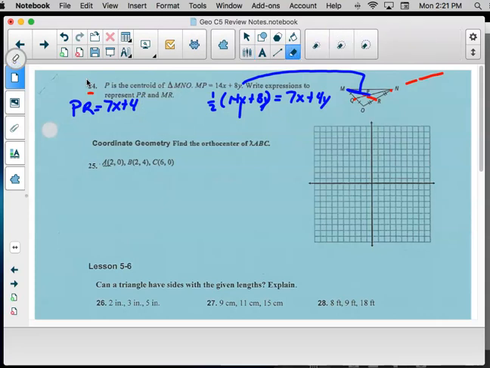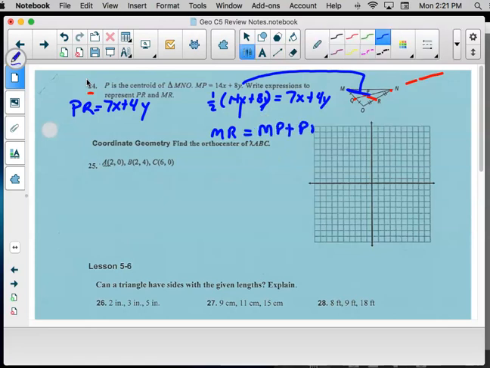So when I'm doing this, I want to make sure I'm careful about it. I go from the two part to the one part. But now the two part and the one part should be added together. So that'll help me find what my distance from M to R is. So MR is really my MP plus my PR. And MP is 14x plus 8y. PR is actually 7x plus 4y.